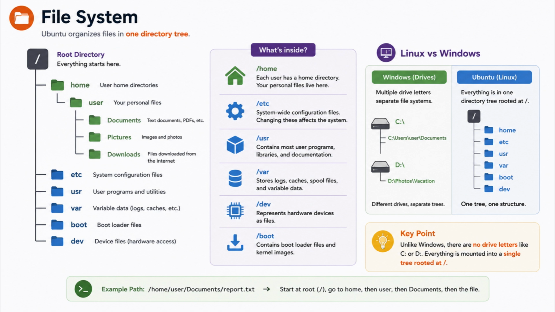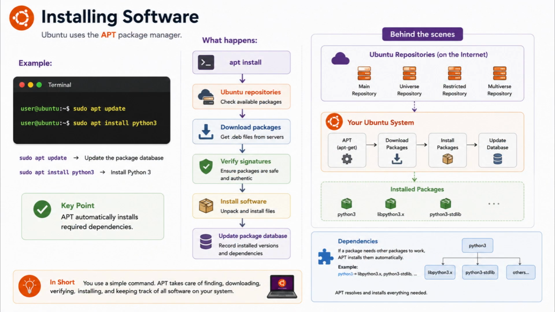Ubuntu organizes everything into one directory tree that starts at the root folder, represented by a /. Instead of drive letters like Windows, all storage devices become part of one unified file system. Ubuntu installs software using apt, its package manager. apt downloads programs from trusted repositories, installs required dependencies, verifies security, and keeps your software organized with just a single command.